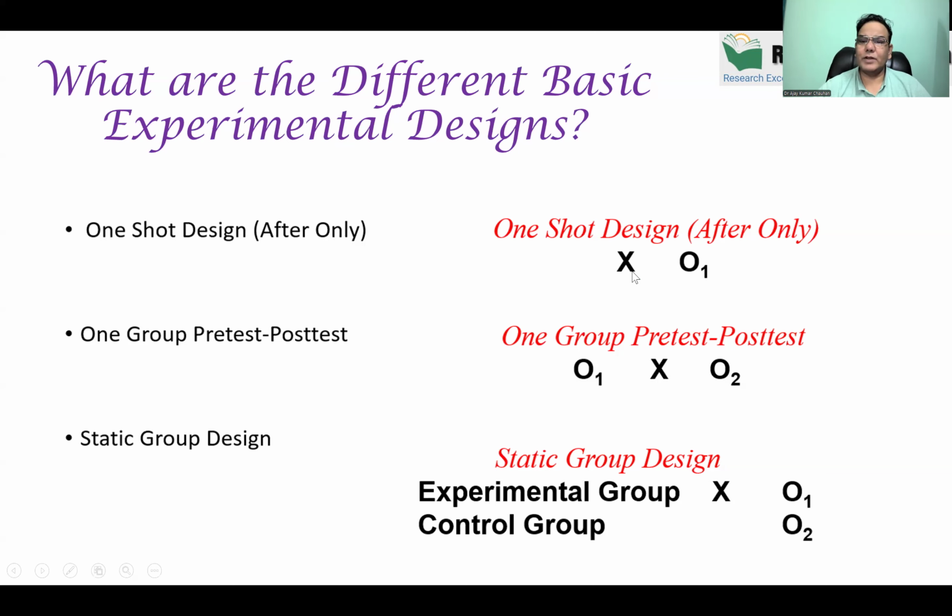So for your information, that is O1 X O2. X means experiment, O1 is measurement. One group pre-test, post-test. First of all, you measure the variable, give treatment, and then find out the outcome. जैसे मान लीजिए आपने बुखार चेक किया, दवाई दी, फिर बुखार चेक किया, like that. So for example, you conduct a quiz, measure the knowledge of the students, then you do the experiment, and then again take the quiz to find out is there any improvement in the learning or not.